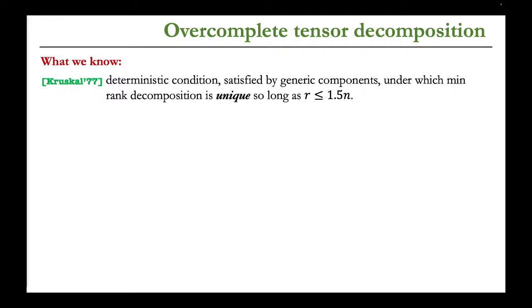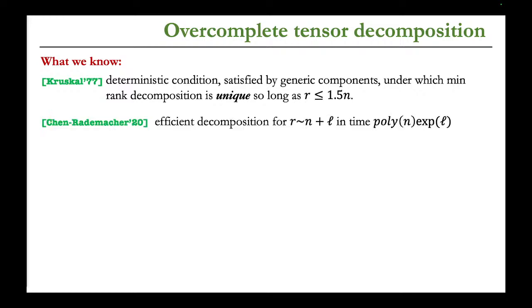Okay? This makes sense? So in this overcomplete regime, generic components that satisfy a deterministic condition, a cleanly describable condition, it's going to be some kind of an upgrade of linear independence, right? Linear independence doesn't suffice. So it's going to be some upgrade of it. Under that condition, you can have uniqueness beyond n up to 1.5 times n. This is called the Kruskal condition, and I'm going to keep calling it the Kruskal condition in this talk, okay?